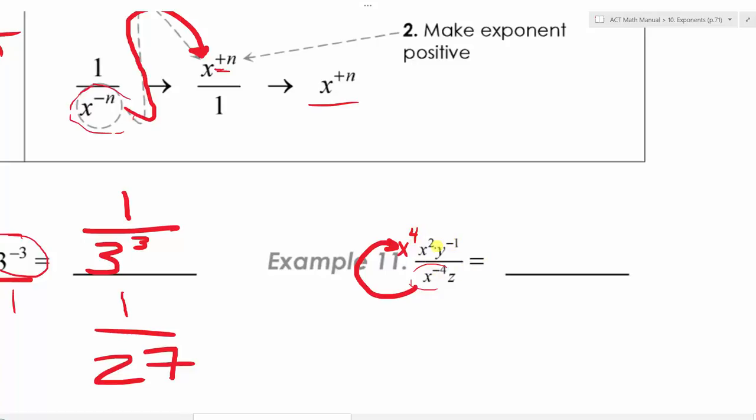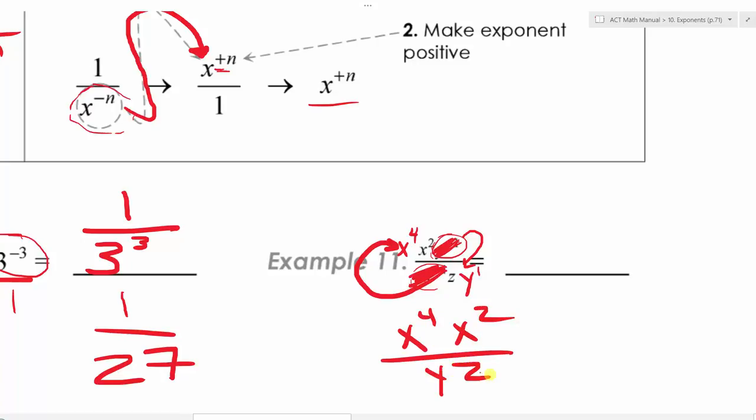And this next negative exponented term is y to the negative 1. Well, that's up in the numerator. We put it down in the denominator and we make the exponent positive. So this guy is no longer in the denominator. This guy is no longer in the numerator. And what we have is x to the 4th, x squared over yz.